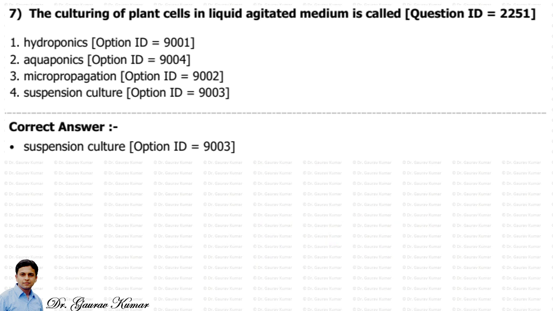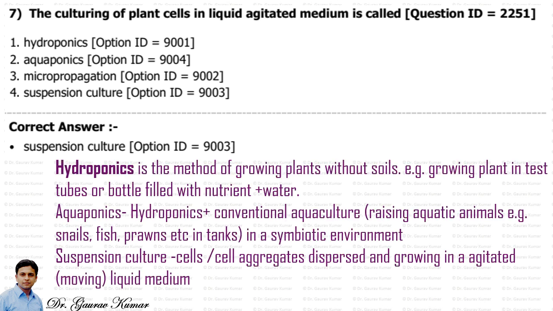Next question, the culturing of plant cells in liquid agitated medium is called. The answer is suspension culture. Hydroponics is the method of growing plants without soil, for example, growing a plant in a test tube or bottle filled with nutrients plus water. Even the money plant that you grow in your house is a kind of hydroponics. Aquaponics is hydroponics plus conventional aquaculture, which includes raising aquatic animals, for example snails, fish, prawn, etc., in tanks in a symbiotic environment.